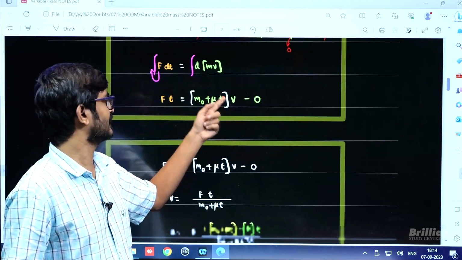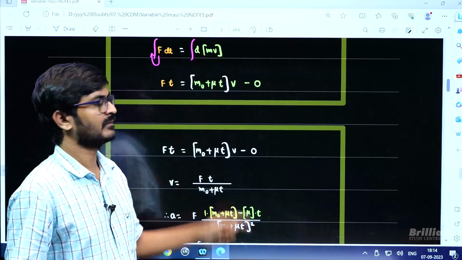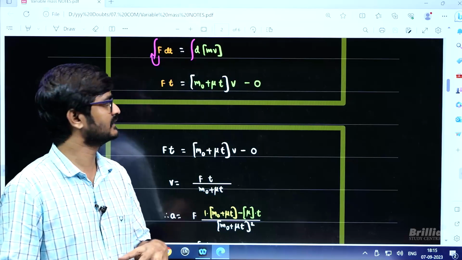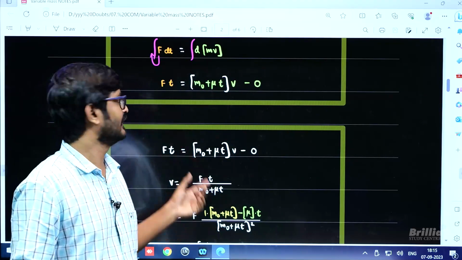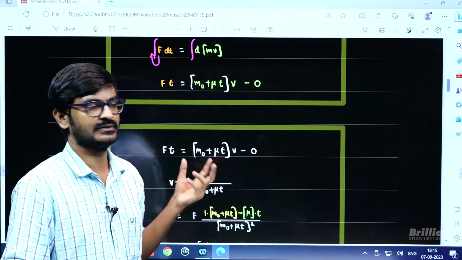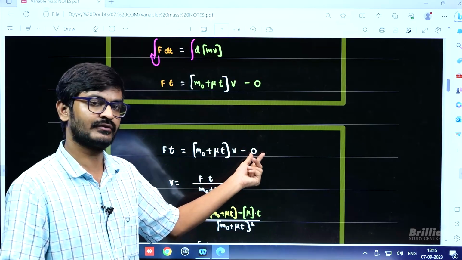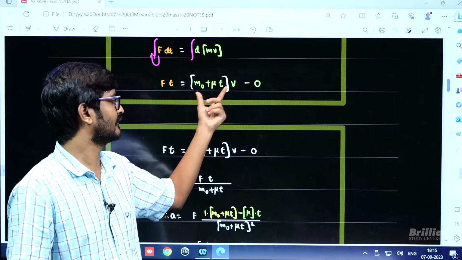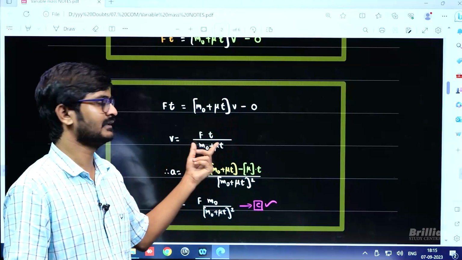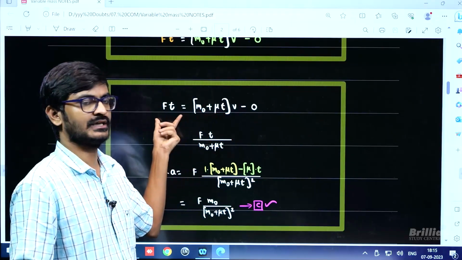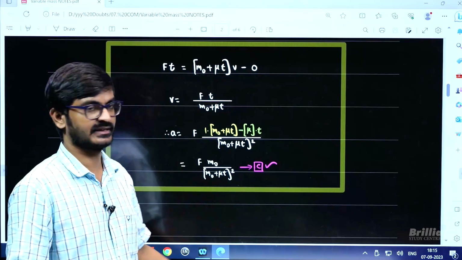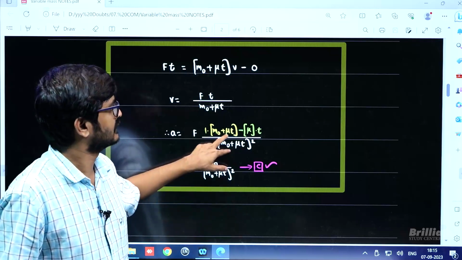Now I could have written this equation directly in the first place, because if I take the cart and sand as my system, then F into t will be the change in momentum of my system. Initially the momentum of my system is 0, finally the momentum of my system is total mass into v. Anyway, after writing this, we will get velocity. If you bring this to the left hand side, you will get velocity. When you differentiate velocity, you will get acceleration.